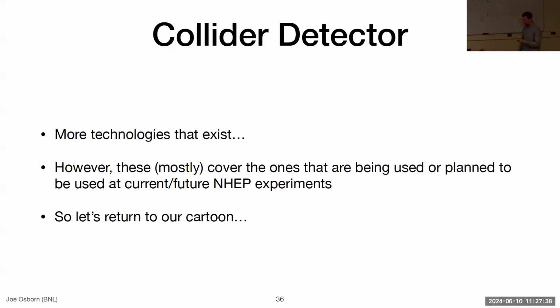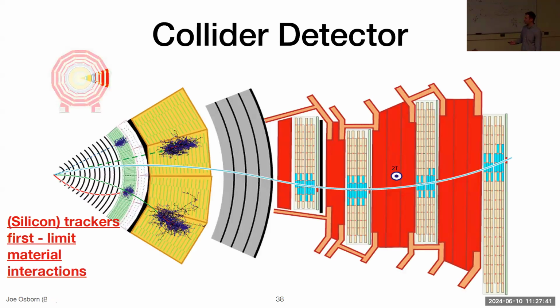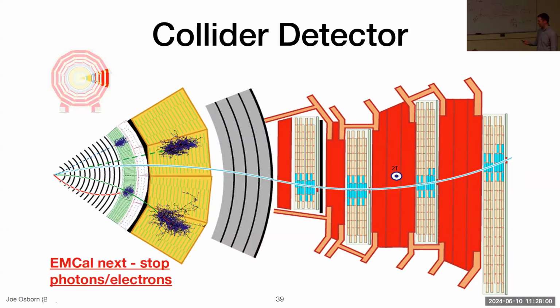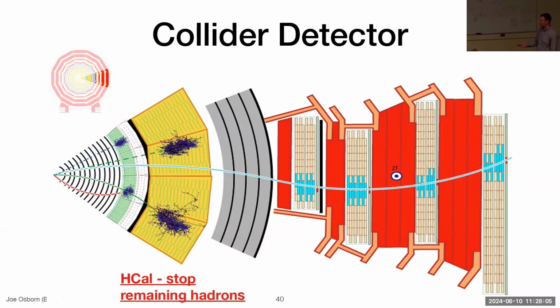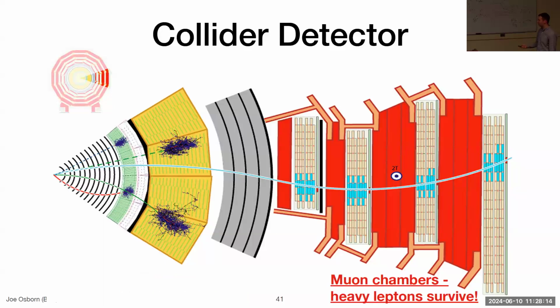So let's return to our cartoon. The important point to take, this is a transverse slice of the CMS detector, is that we want to have silicon detectors or tracking detectors first that cover as much distance as possible, but limit our material interactions as much as possible so that the particle trajectory is not modified significantly. Then we have electromagnetic calorimeters, such that we stop electrons, positrons, and photons. Then we have hadronic calorimeters, such that we stop any hadrons and measure their energies. And then in the CMS experiment, you also have muon chambers because heavy leptons survive.